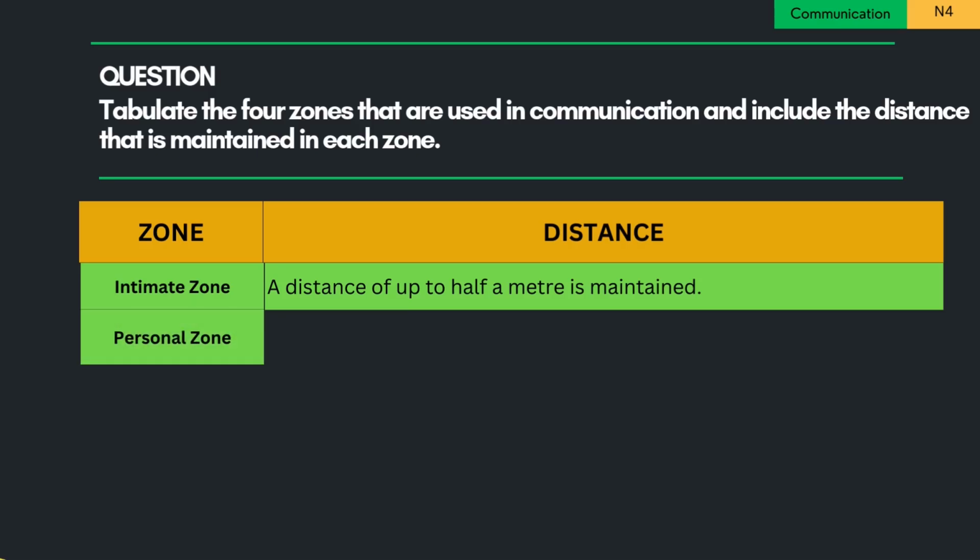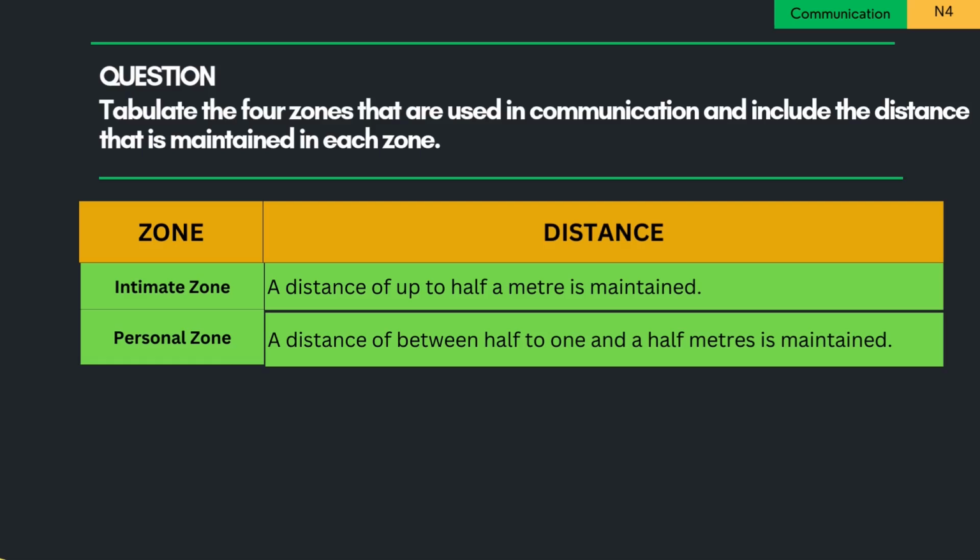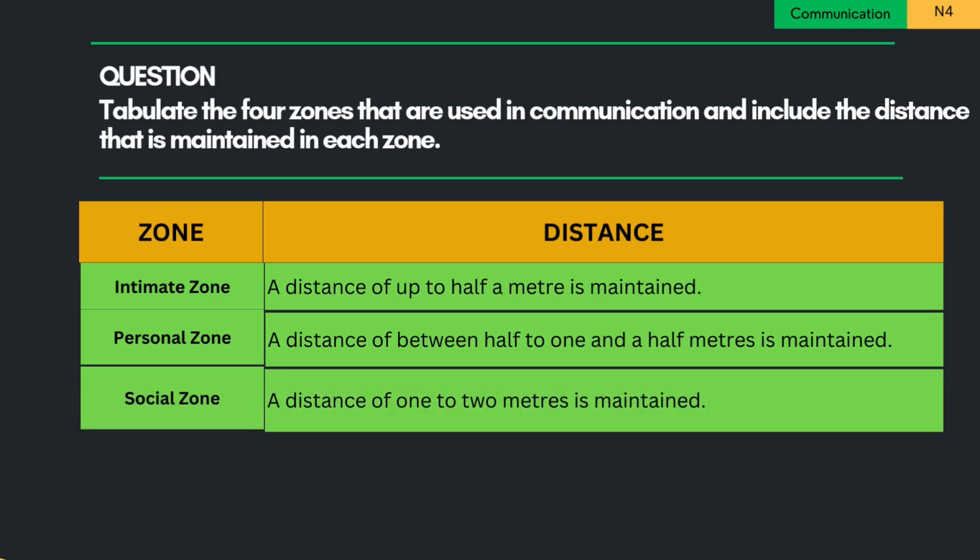2. Personal. In the personal zone, a distance of between half to 1.5 meters is maintained. For example, friends talking at a social gathering or colleagues having a casual discussion at work. 3. Social. A distance of 1 to 2 meters is maintained. For instance, a business meeting where participants maintain a professional distance.